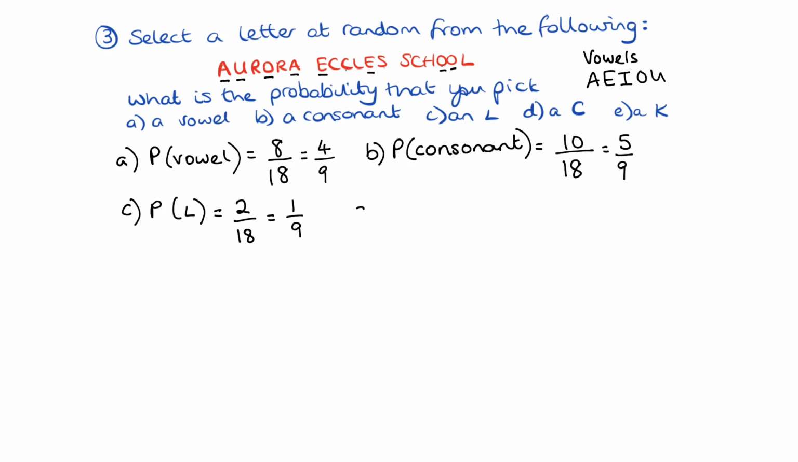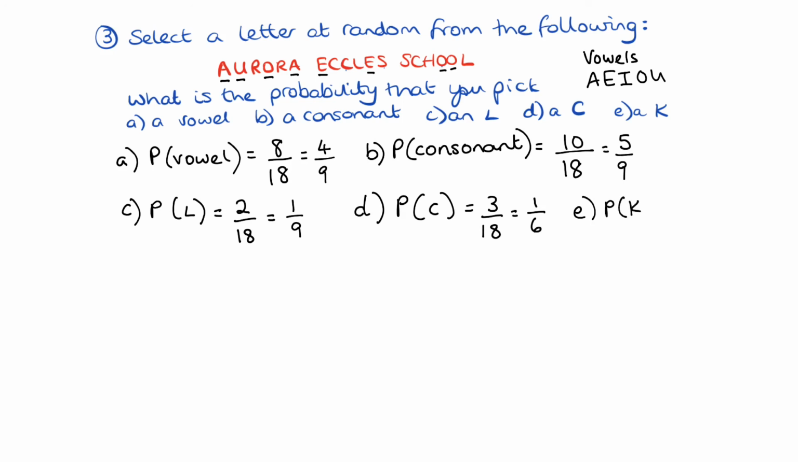Okay, and then D, probability of getting a C. Let's see, where are the C's? So there's 1 there, 1 there, and don't forget the 1 in school as well. So there's 3. 3 and 18 are both in a 3 times table, so we can divide top and bottom by 3 to get 1/6.